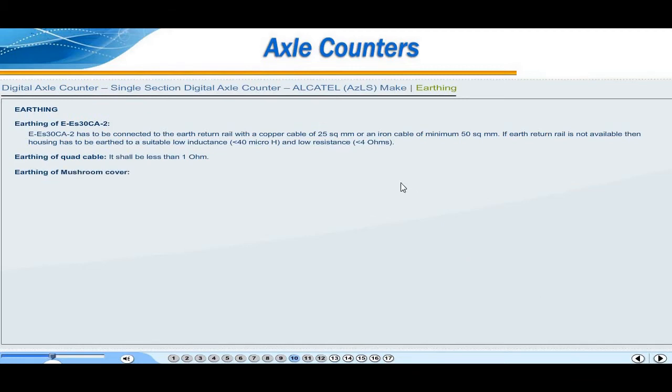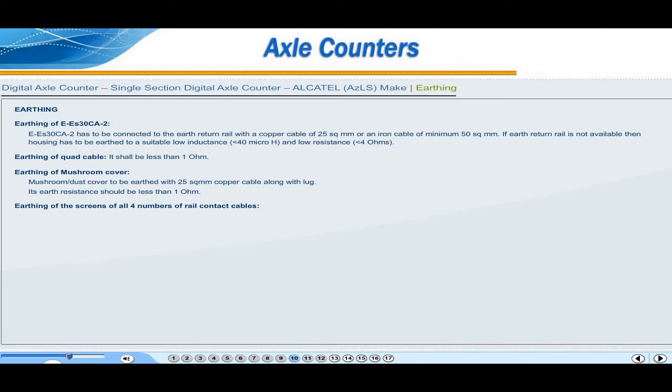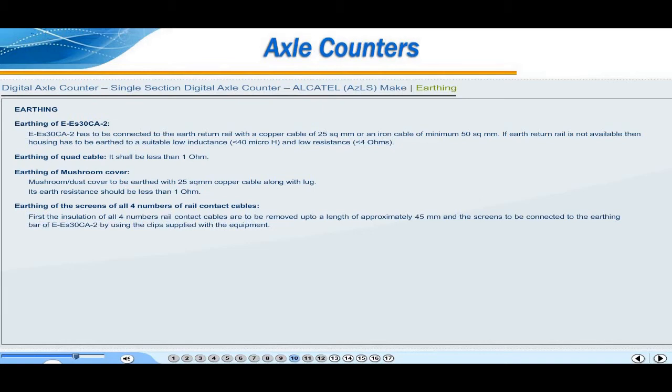Earthing of mushroom cover. Mushroom or dust cover to be earthed with 25 square millimeters copper cable along with lug. Its earth resistance should be less than 1 ohm. Earthing of the screens of all 4 numbers of the rail contact cable. First, the insulation of all 4 numbers rail contact cables are to be removed up to a length of approximately 45 millimeters and the screens to be connected to the earthing bar of EES30CA2 by using the clips supplied with the equipment. For details, refer to topic 11, that is reference material.